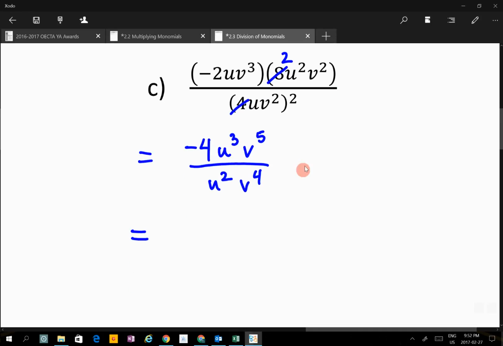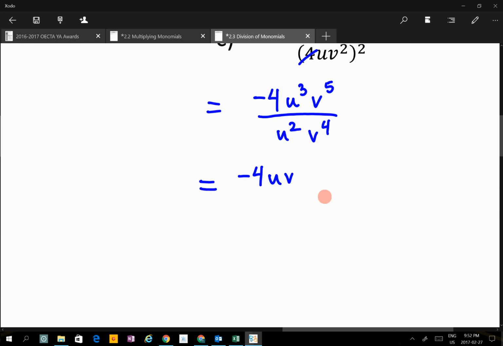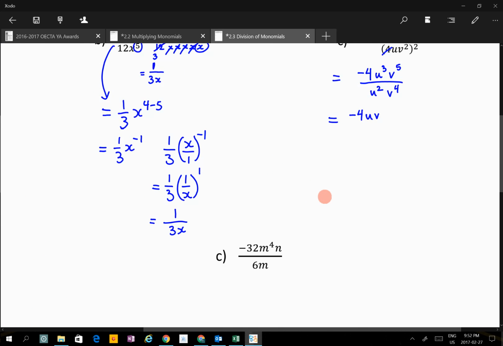Okay, and dividing these, just simplify now using your rules. Negative 4 stays negative 4. And u cubed over u squared is just u. Subtract their exponents, 3 minus 2 is 1. I don't write the 1, I just leave it as an invisible 1. And then I have v to the exponent 5 divided by v to the exponent 4, subtract their exponents, 5 minus 4 is 1. So u times v. All right. And then that eliminates our denominators. No more denominator. You just rewrite the base once.